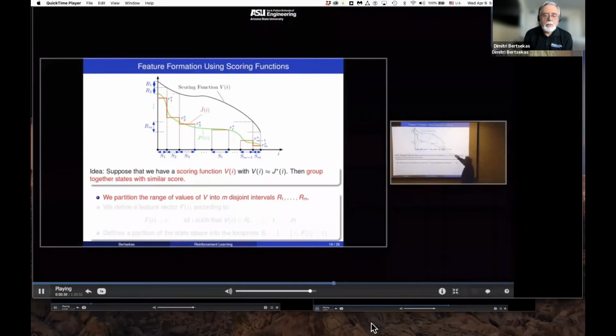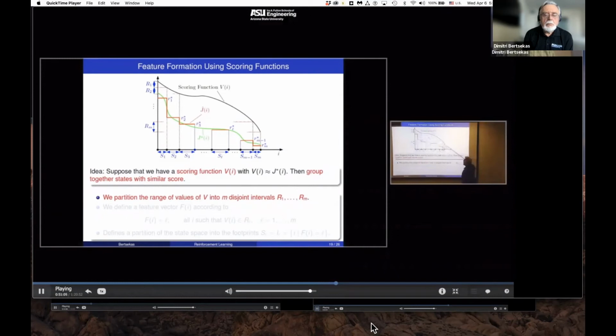It's a little complicated. The green function is J star, which we're trying to approximate. The red function is what we're going to get. The black function is the scoring function. It doesn't have to be very close to the green function as long as it catches the rises and falls, the shape of J star.